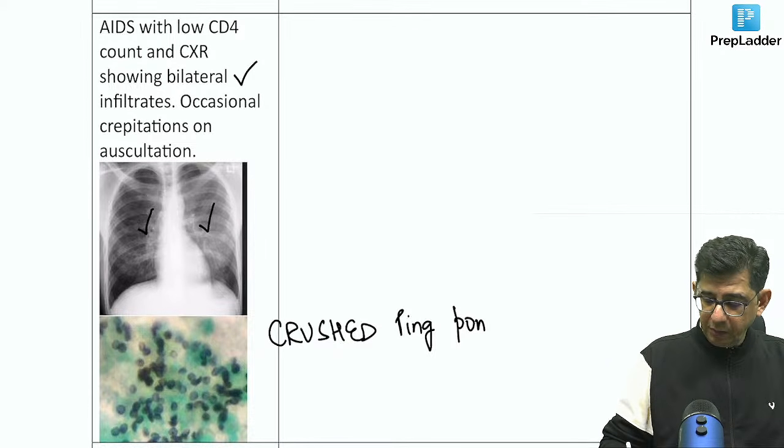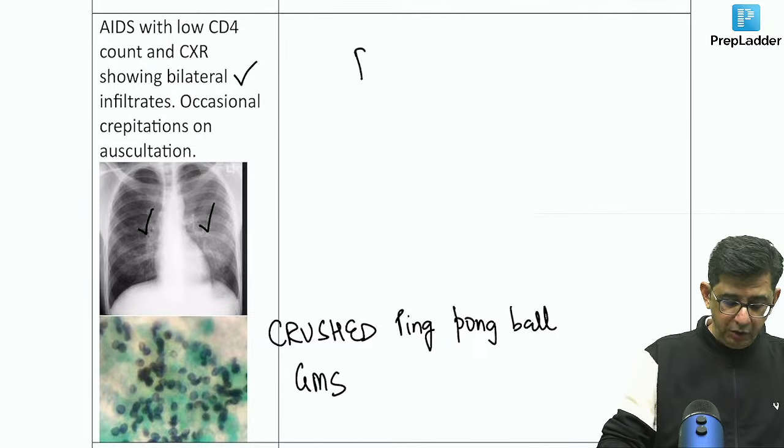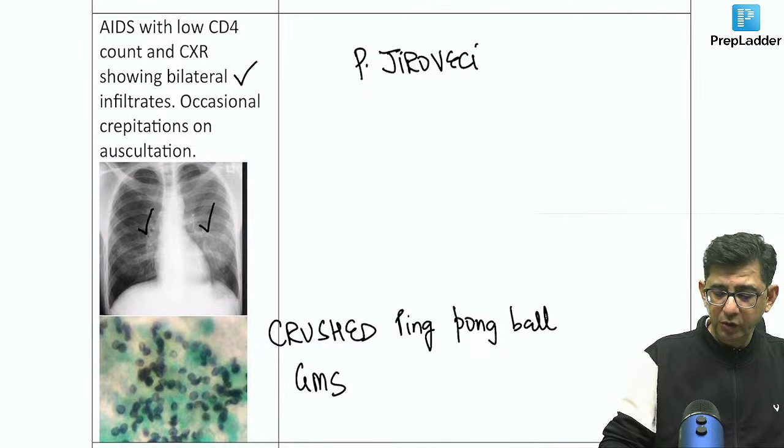This is a crushed ping pong ball appearance that you are familiar with. The stain which is present here is called a Gomori methenamine stain. The diagnosis in this patient is Pneumocystis jirovecii pneumonia.